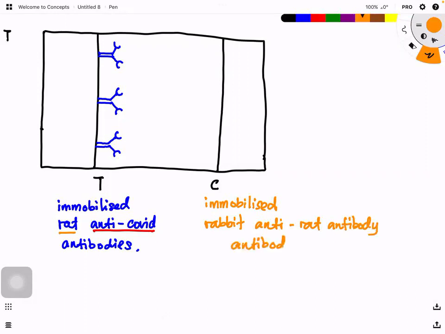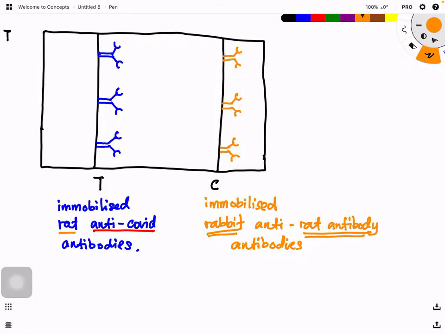What does this mean? It means that at the control region here, you will have this. We inject the rat antibody into the rabbit, so that the rabbit sees this rat antibody inside it as a non-self antigen. The rabbit will produce the anti-rat antibody. So where are they? They are here. So later you will see why the control always will have the line.